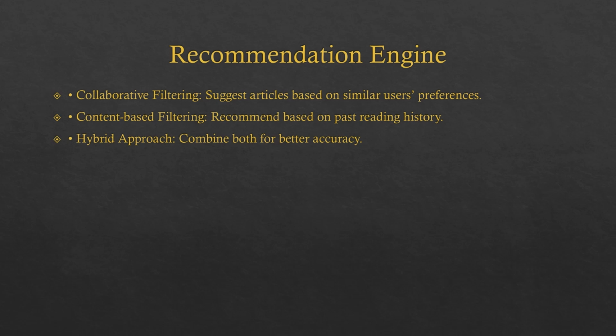A key component of the news aggregator system is the recommendation engine. Here we can use collaborative filtering to suggest articles based on the preferences of similar users. Alternatively, content-based filtering looks at the user's previous reading history to recommend similar articles. A hybrid approach, which combines both techniques, can offer better accuracy in personalization.